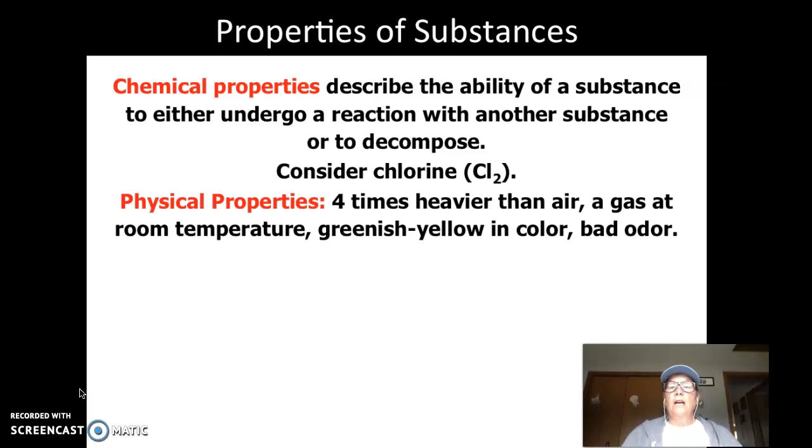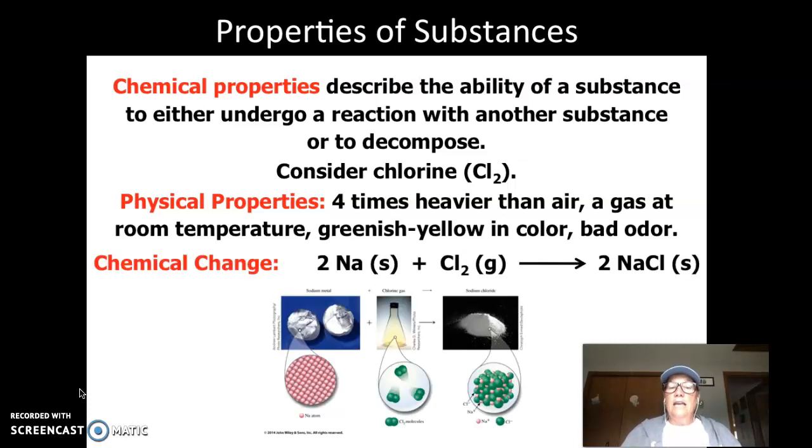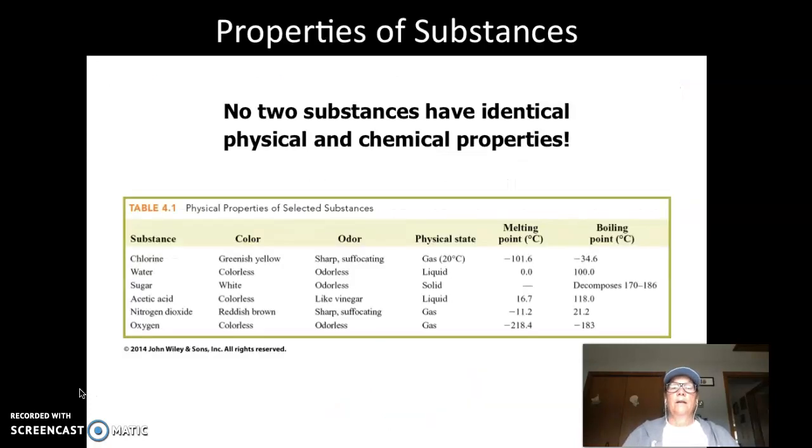So if we're talking about chlorine gas, okay, we can say it's a gas. It's kind of a greenish color. It has a bad odor. You can even say it's a good disinfectant, okay? It's 4 times heavier than air. Those are all describing what it looks like, okay? And we can say, when you take chlorine and react it with sodium metal, you produce salt, okay? So now you're talking about how it changes into something else. So physical properties describe what something looks like. Chemical properties describe how it changes into something else, okay?